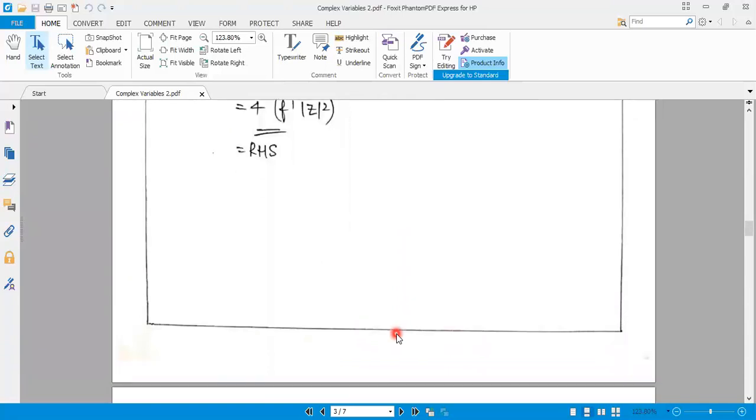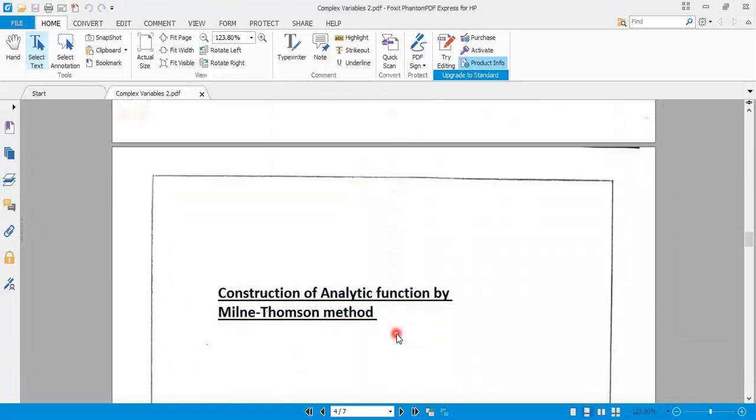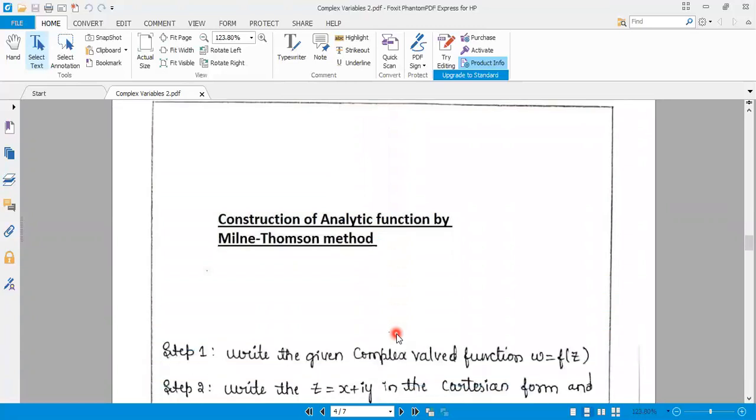Now let us go to the next part, the construction of analytic function by the Milne-Thomson method. In some cases, the real part will be given and we need to construct the function f(z). In some cases, the imaginary part will be given and we have to construct f(z). So first, let us discuss the procedure.